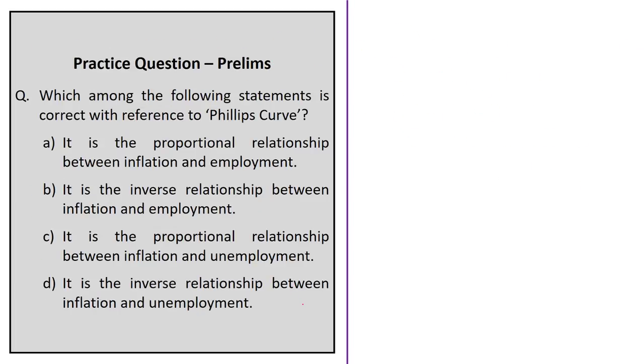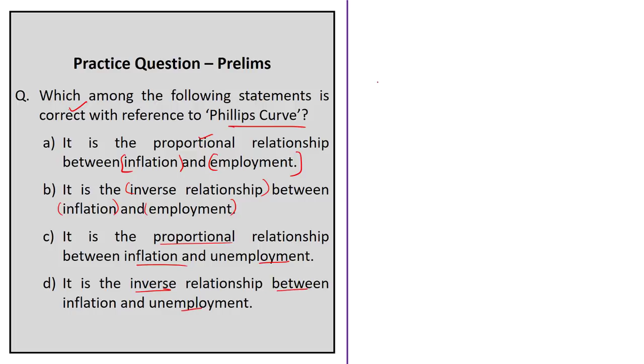This question is with reference to Phillips curve. They have given four options and you have to choose the correct option. Option A says it is the proportional relationship between inflation and employment. Option B says it is the inverse relationship between inflation and employment. Option C says that it is the proportional relationship between inflation and unemployment. Option D says it is the inverse relationship between inflation and unemployment.